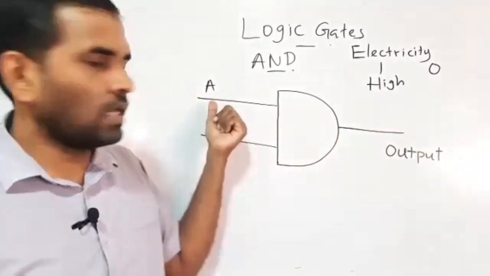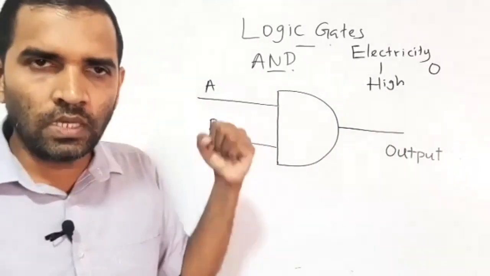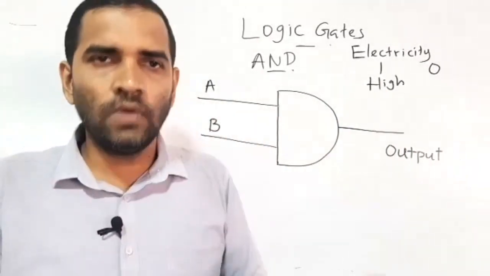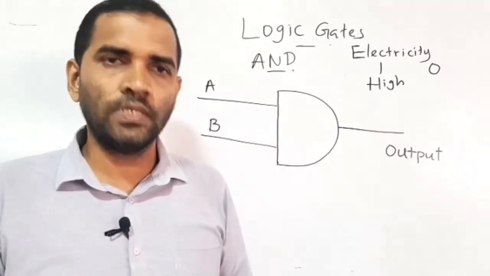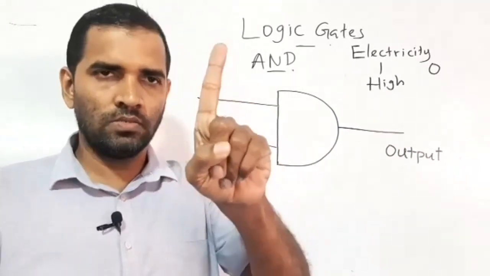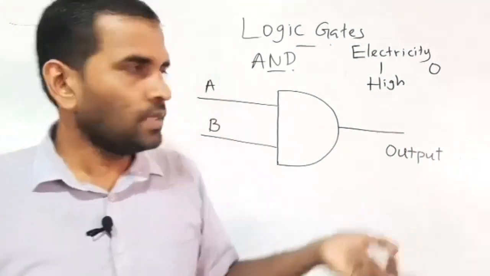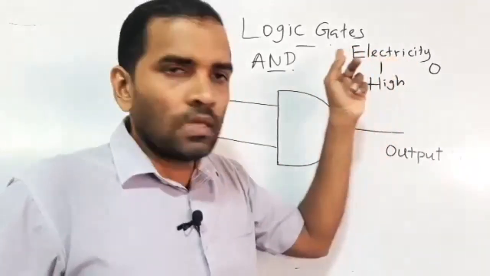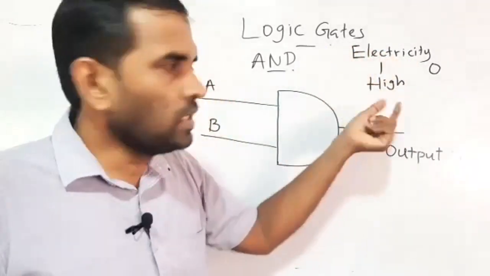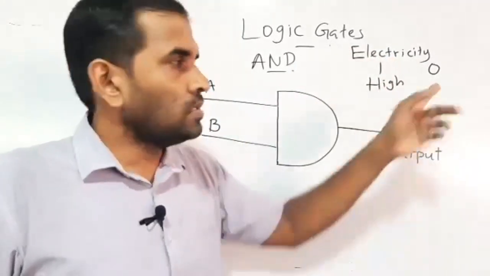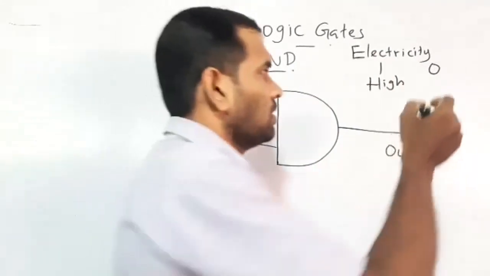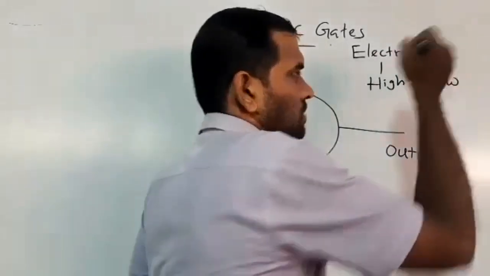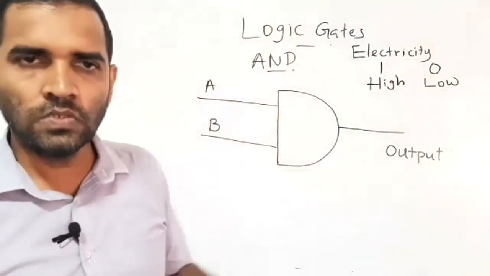If it is high, right here, I can tell you wire A has a high value. What does it mean? That means 1, right? 1 means electricity. So electricity can be 1, and it can even be called high. If there is no electricity in a wire, it can also be called low. Low, 0, same.